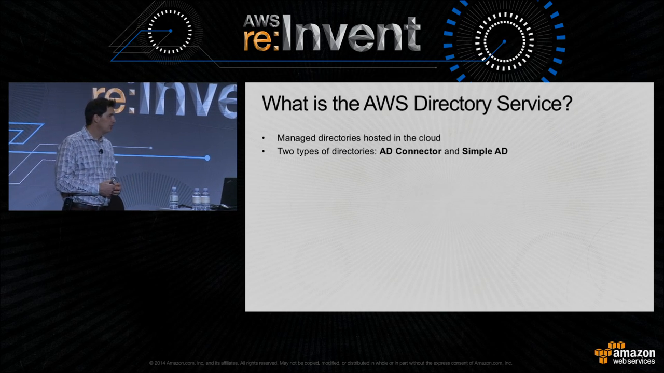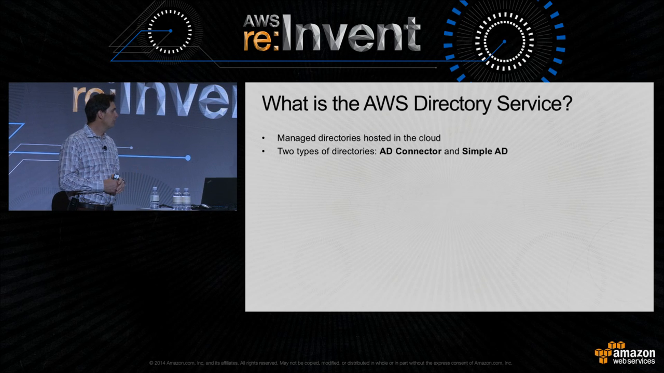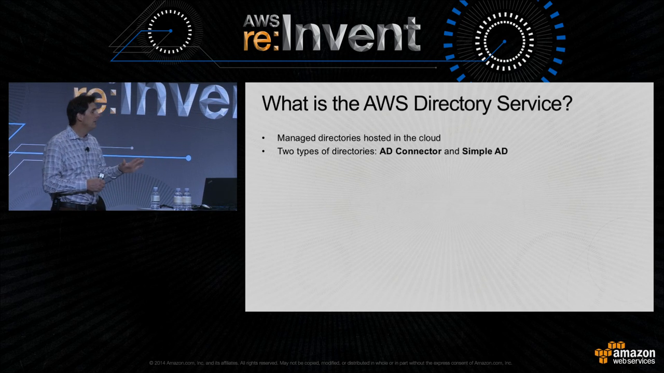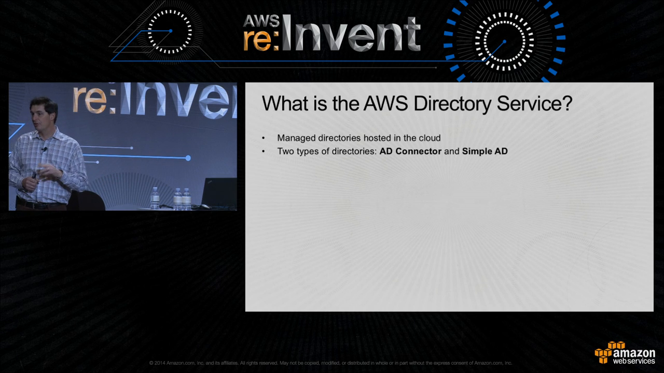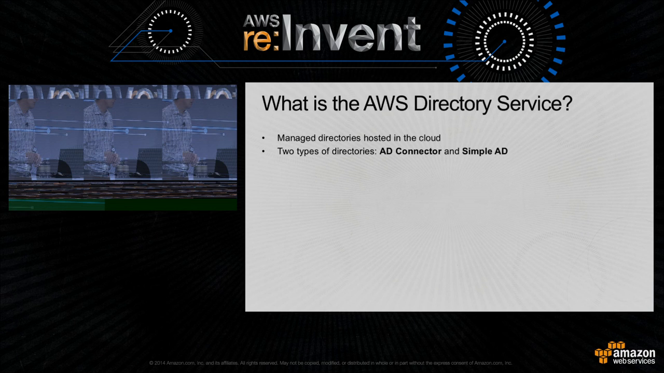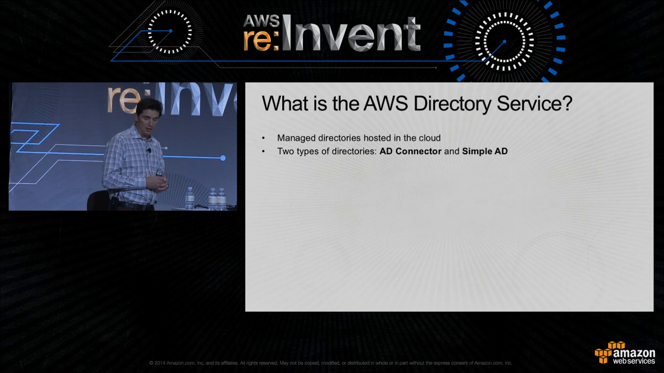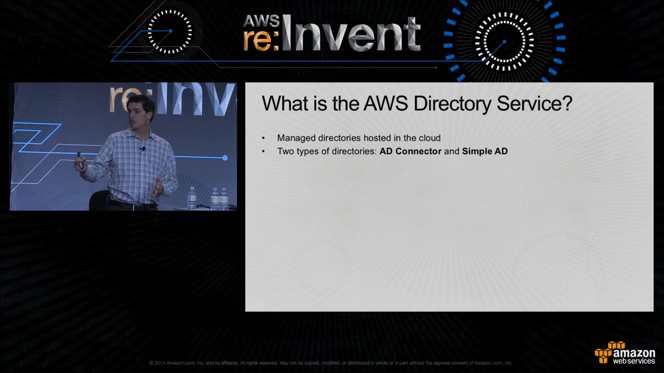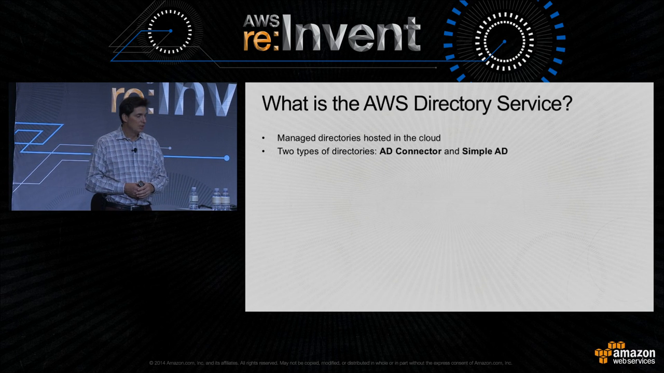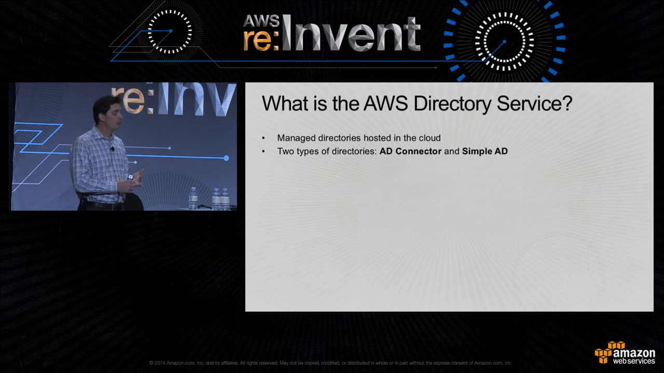So what is the directory service? I usually like to start this discussion with what it's not. Today, the directory service is really designed to support two very specific use cases. It is not designed to replace your existing on-prem Active Directory. It's designed to work with your Active Directory that you have on-prem, but it's not designed to be a lift and shift of your on-premise identities to the cloud. Essentially, it's managed directories, and there are two different forms of service. It's what we call AD Connector and Simple AD.